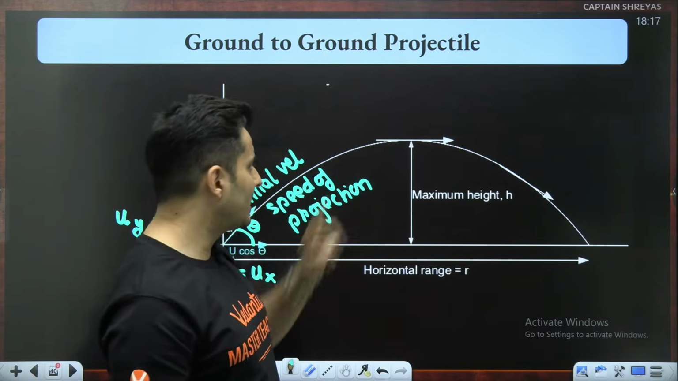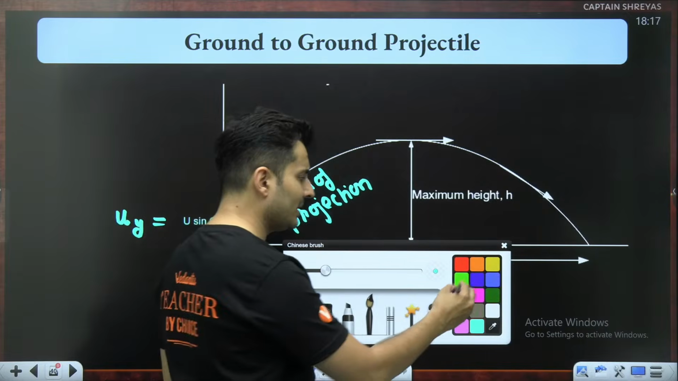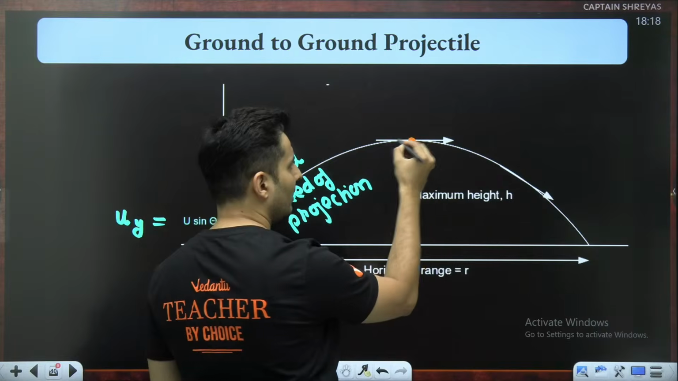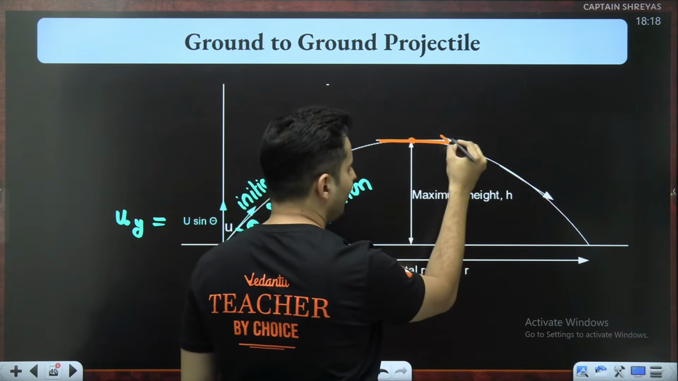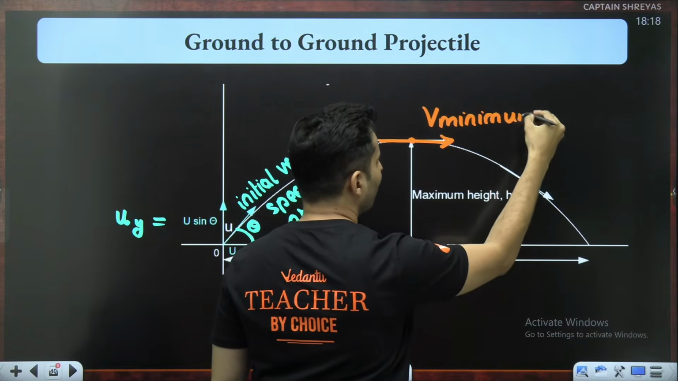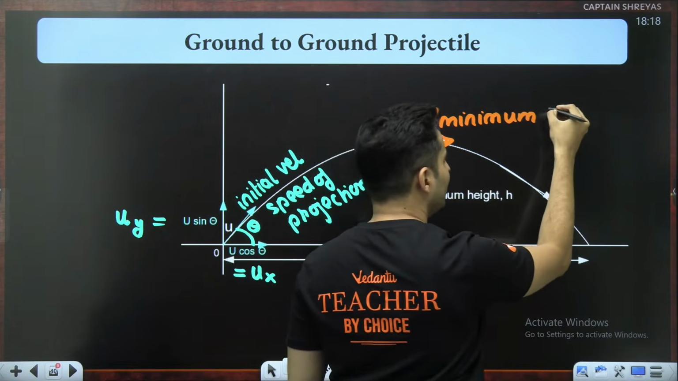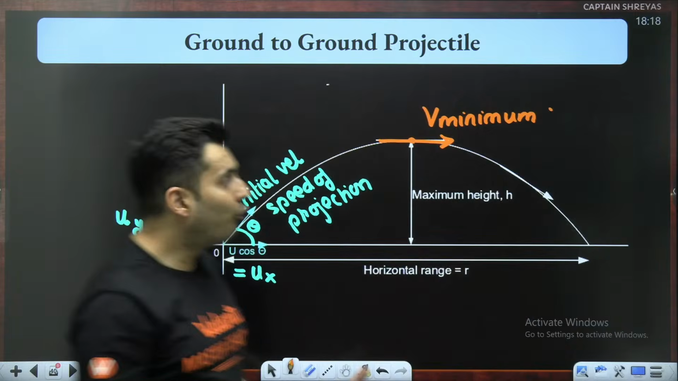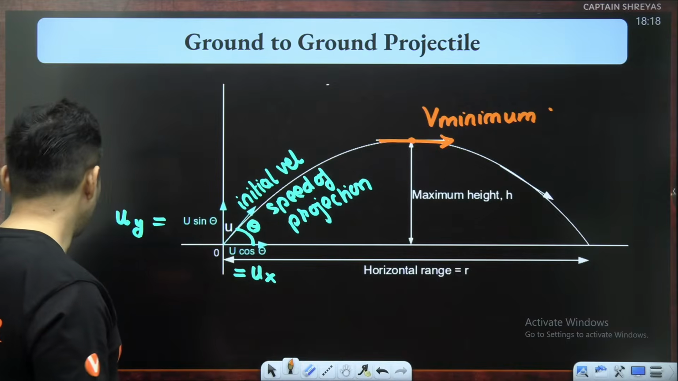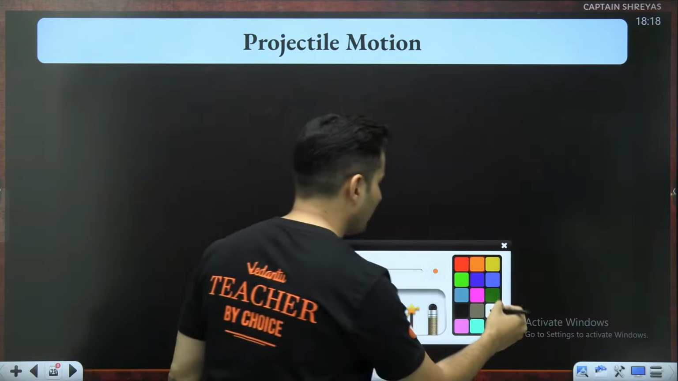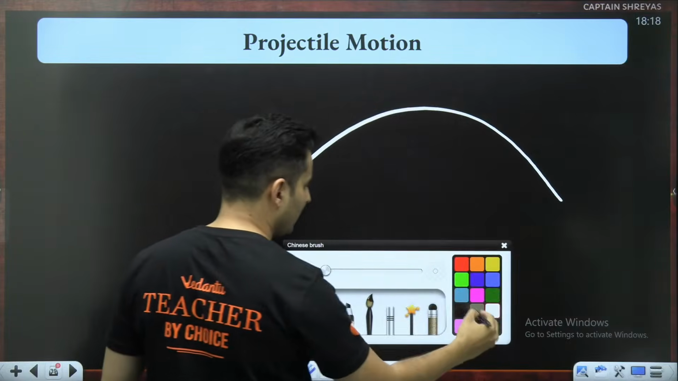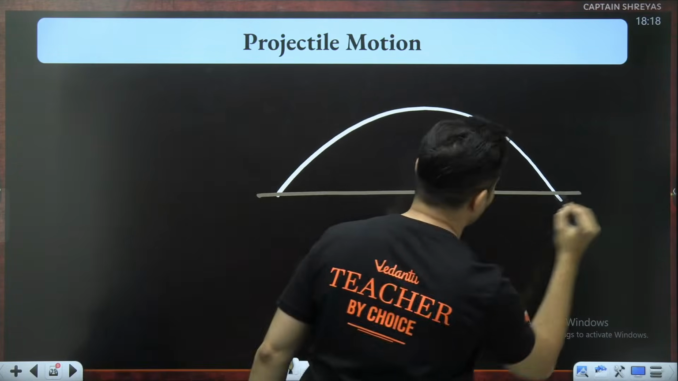Tell me one thing, at maximum height, is the velocity going to be zero or not? No, right? It won't be zero. In fact, the velocity will be minimum, and understand, the y component will become zero. The y velocity will become zero. Very, very crucial, guys. So if I show you the projectile like this, from ground to ground.